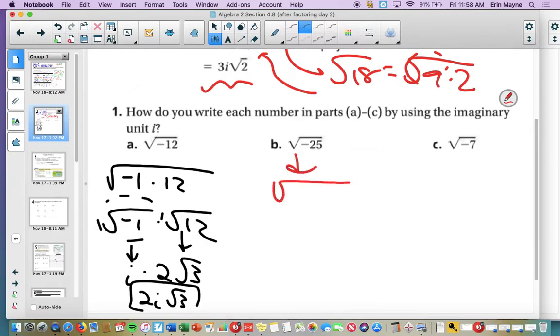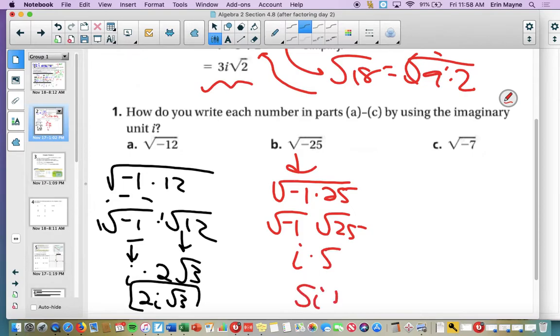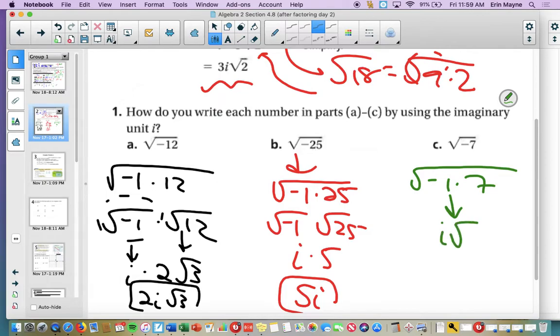Here we go. This is the square root of negative 1 times 25. This is the square root of negative 1 times the square root of 25. This is I times 5. We're going to write that as 5I. And the square root of negative 7 is going to be the square root of negative 1 times 7. You can go ahead and start to jump to this answer as you start to understand this better. This is going to be I root 7. Because this is not reducible, root 7 has no perfect square in it, we go ahead and leave it like that.